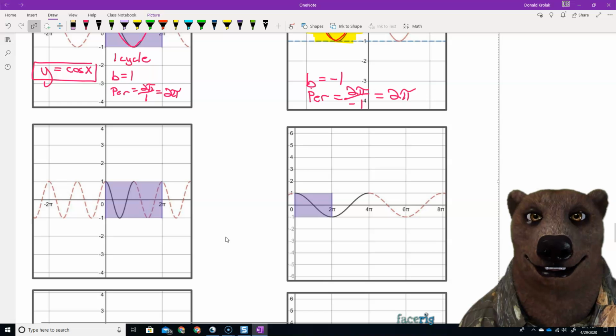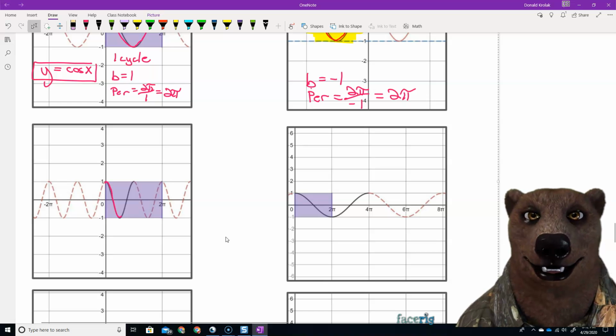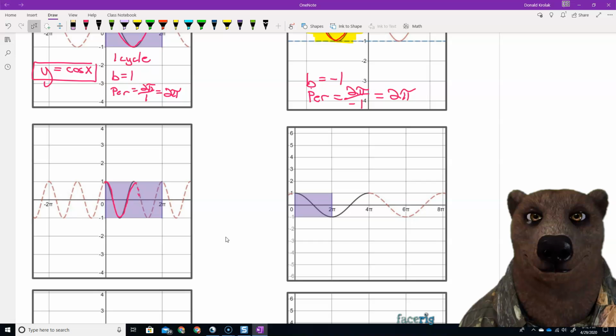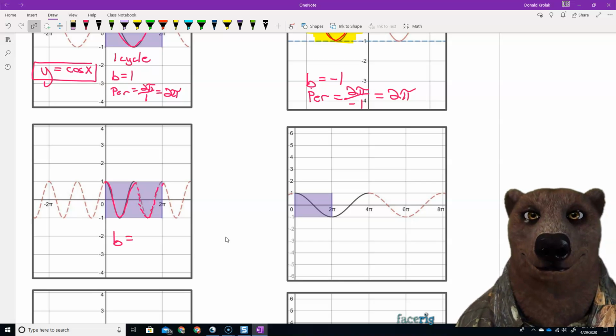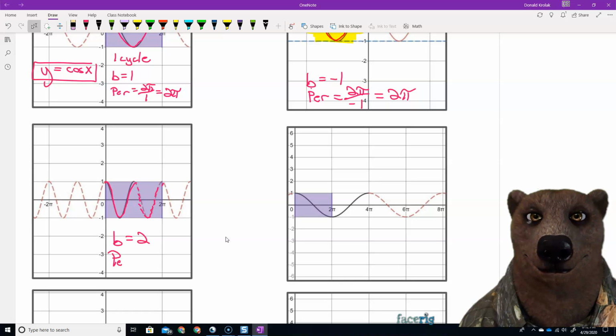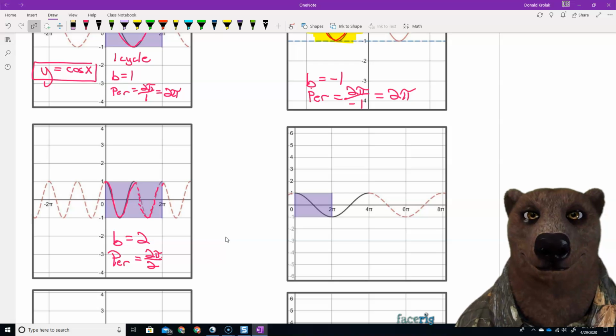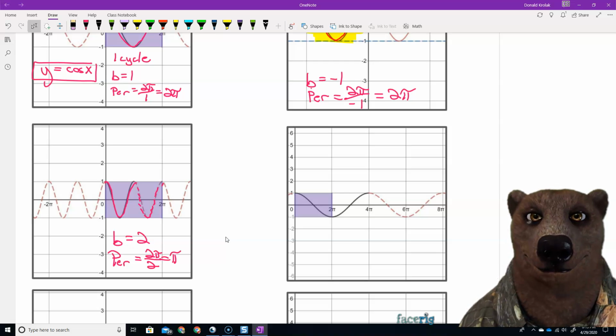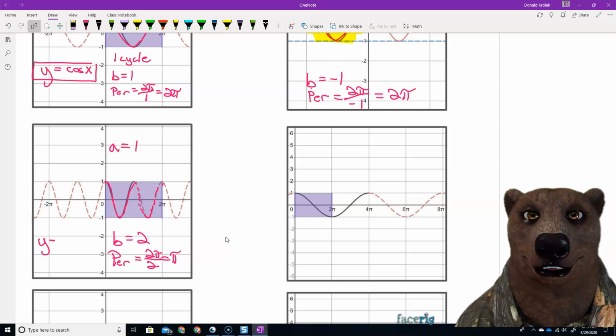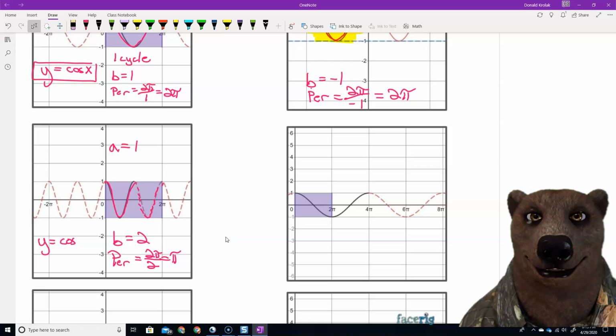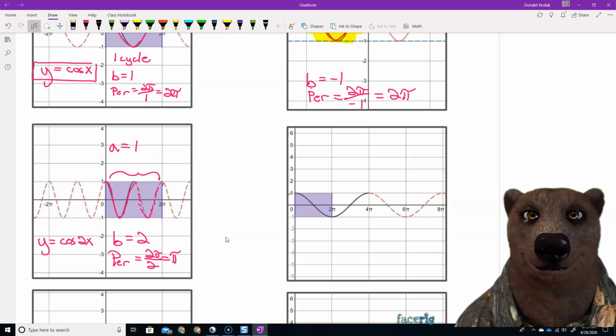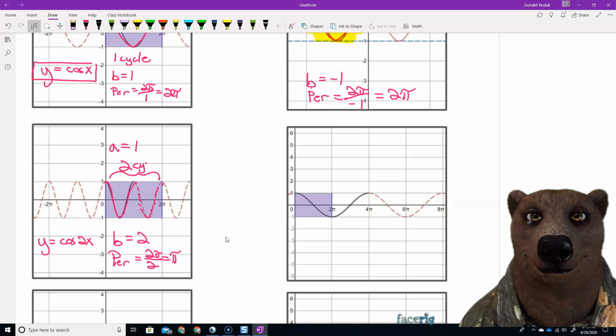Now we look at the cosine here, and I see one cycle of cosine and a second cycle. So I know b is equal to 2. The new period is 2 pi divided by 2, which is pi. My amplitude is still 1. So y equals 1 cosine 2x. There are 2 cycles.